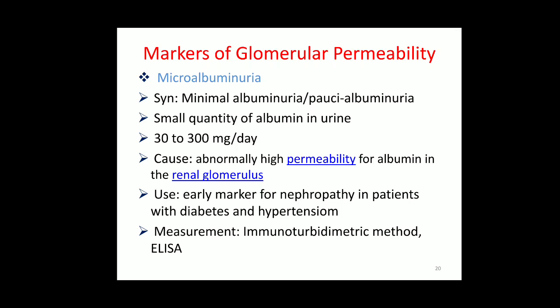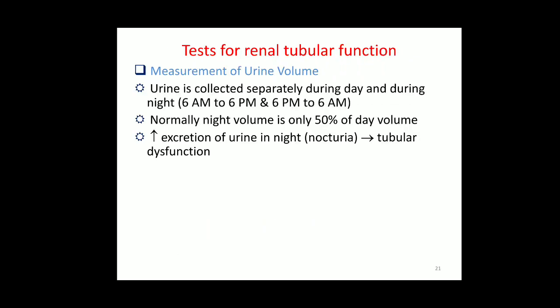Then to assess the permeability, there is microalbuminuria, I told. So minimal albuminuria, that is microalbuminuria, means small amount of albumin in urine, 30 to 300 milligrams per day. The cause is high permeability of albumin in the renal glomerulus. So this acts as an early marker for nephropathy in patients with diabetes and hypertension. Measurement is by ELISA and immunoturbidimetric method.